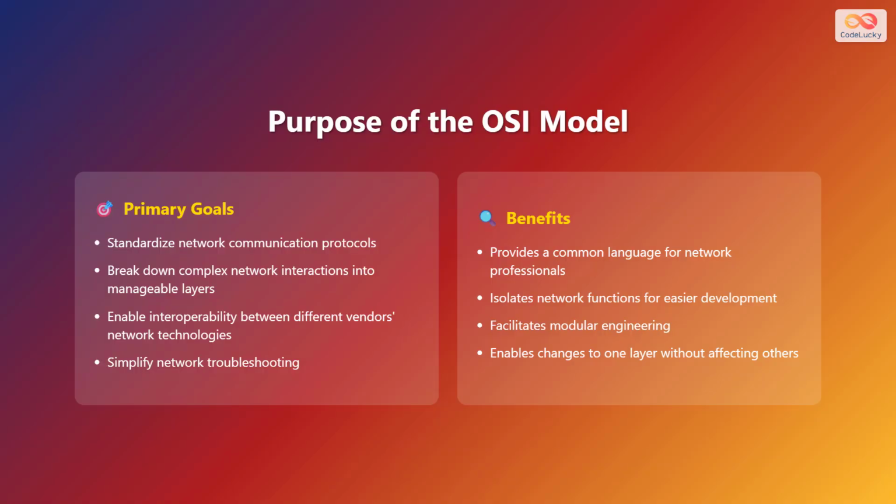The OSI model serves several key purposes. Its primary goals include standardizing network communication protocols, breaking down complex network interactions into manageable layers, enabling interoperability between different vendors' network technologies, and simplifying network troubleshooting.